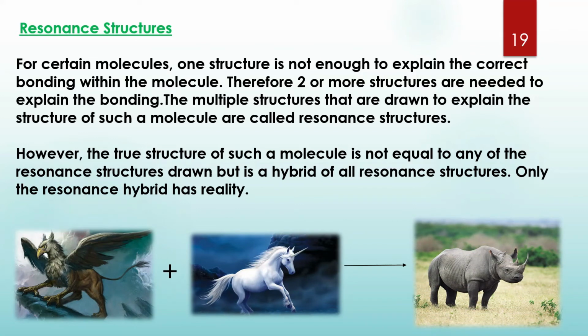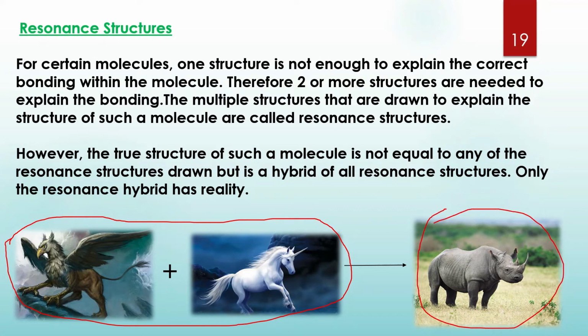As an analogy, when the Europeans first saw the rhinoceros, they described it as a cross between a griffin and a unicorn. Now, one thing to know is that griffins and unicorns don't have physical reality, but the rhinoceros has a physical reality. So this is similar to what a resonance structure is. The individual structures that are drawn to make up the resonance hybrid have no physical reality, but the final resonance hybrid has a physical reality.